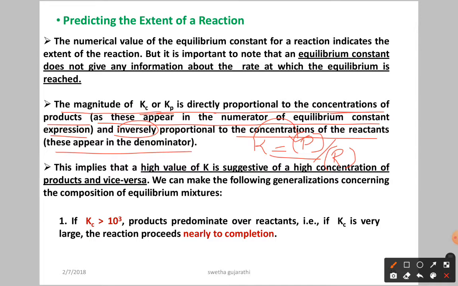So the K value is directly proportional to the product because it appears in the numerator, and inversely proportional to the reactant because it appears in the denominator.